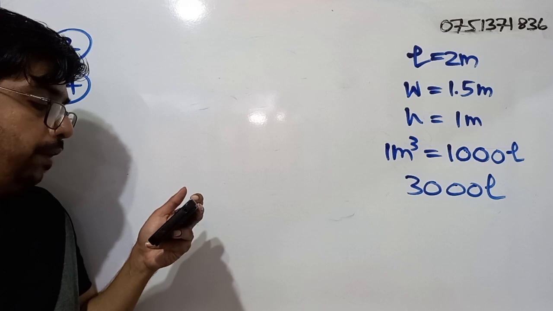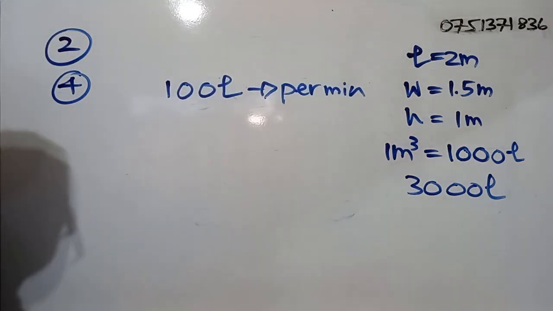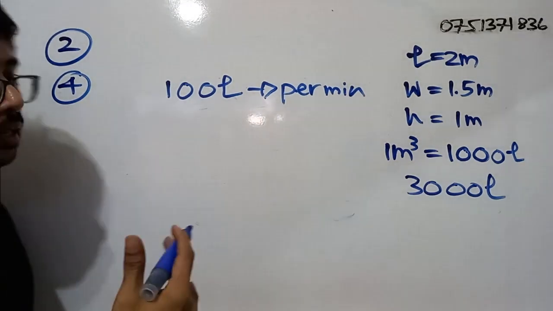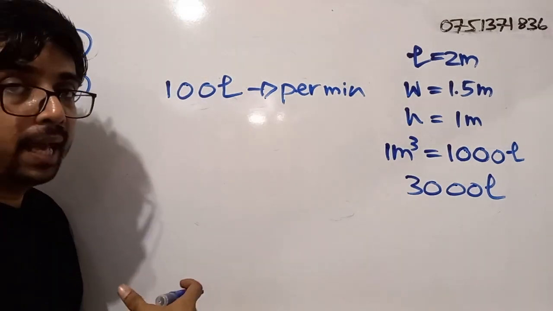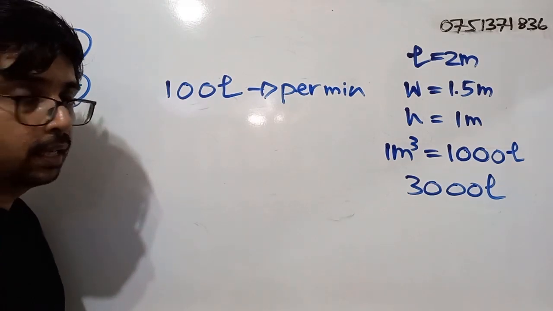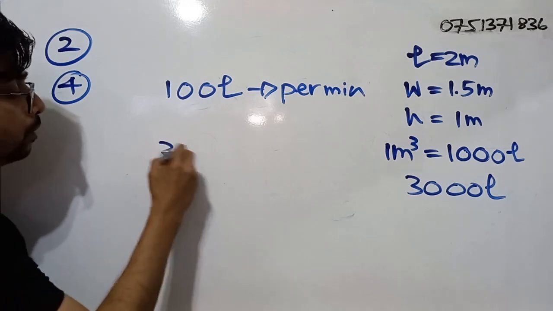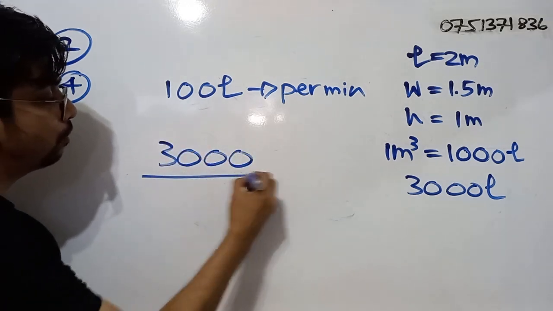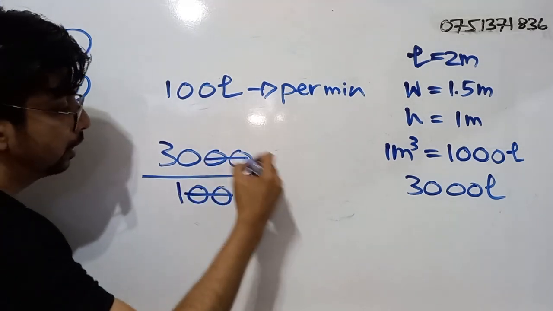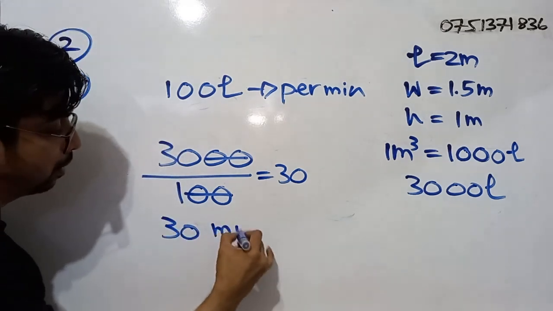Part 4. If water is supplied to the tank at a rate of 100 liters per minute, how much time is needed to fill the tank if it is empty? Okay, so what is the rate? 100 liters, that is per minute. So they are asking us to imagine that the tank is empty. So we know the capacity is what? 3000 liters. So in order to calculate the time, what do we have to do? 3000 liters we have to divide by what? 100. So what do we get? 30, but this 30, those are what? Minutes.